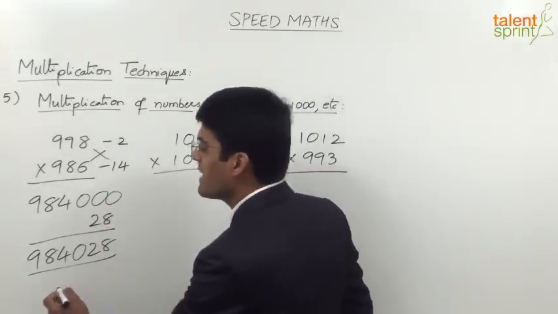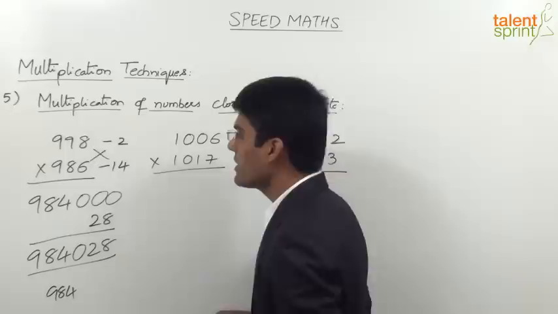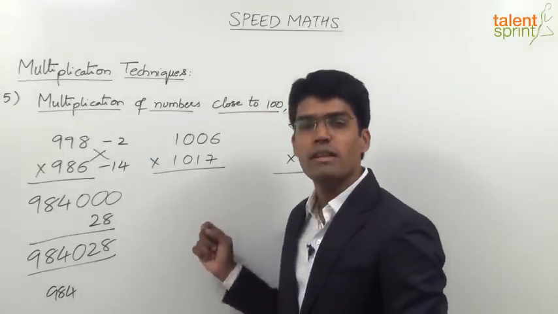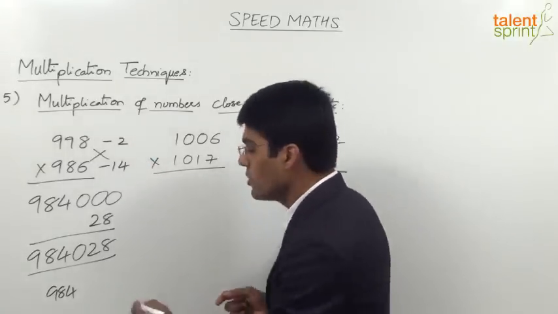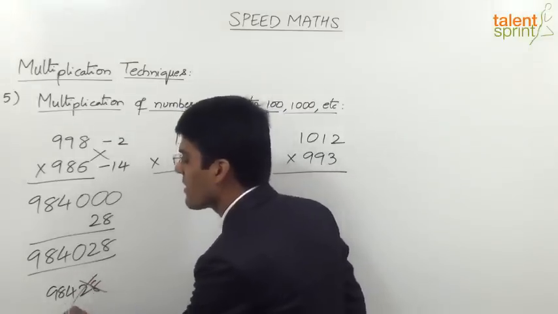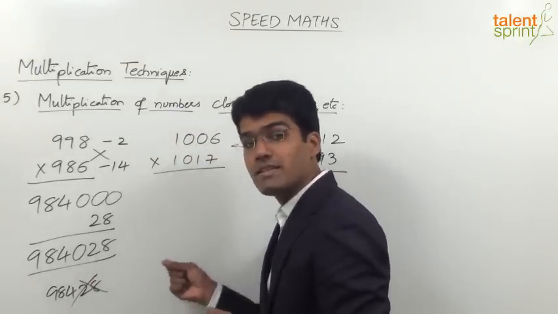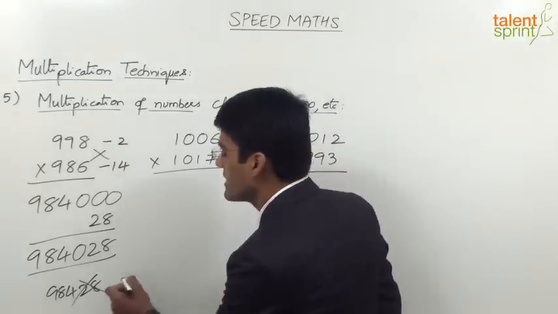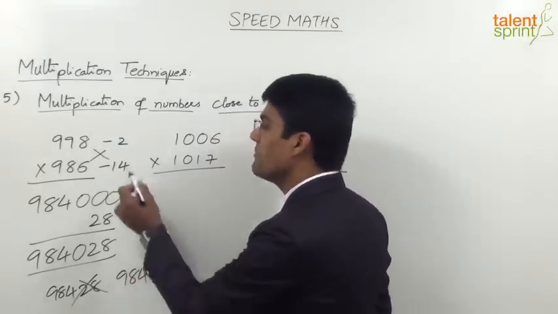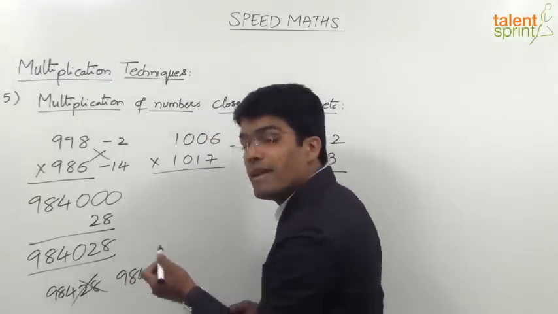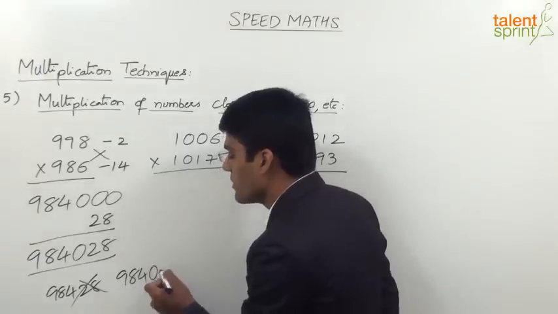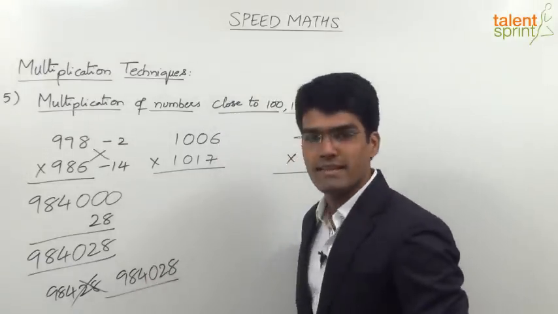We can directly say that in the first step we get 984 and then minus 2 into minus 14 is plus 28. But remember, don't write 28 directly. This will give us the wrong answer. We know that there are three zeros after 984. So we should say 984 and then because the result is 28, it can be made as a three-digit number by putting a 0. So 028 should be taken in the next step.